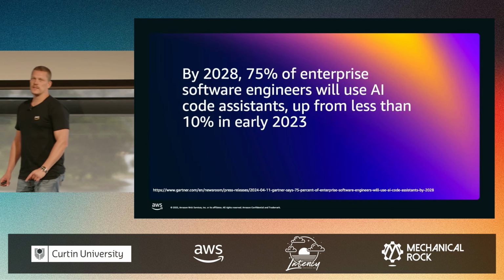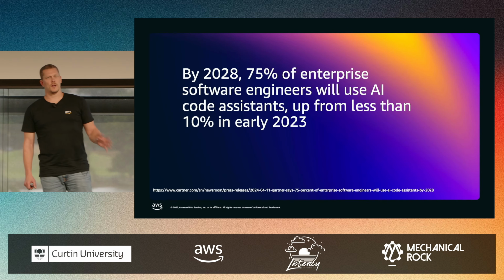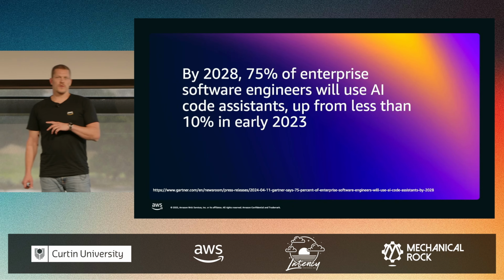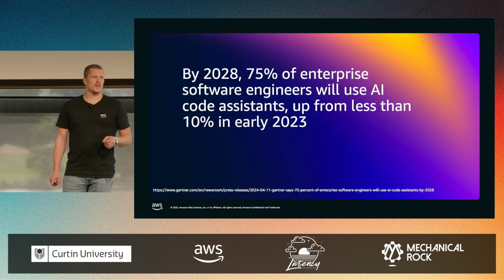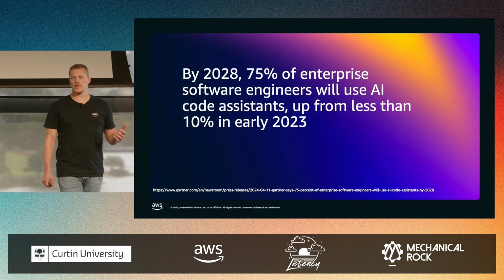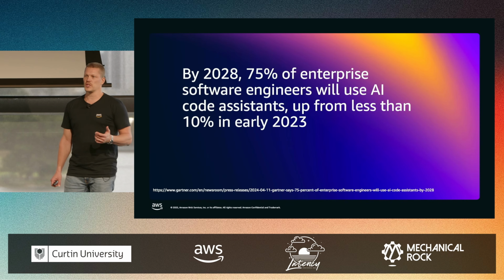So this is a pretty startling statistic. Two years ago, only 10% of software developers were using some kind of assistant. But this research from Gartner predicts that 75% of software engineers will be using an AI assistant by 2028. And I'll be surprised if it's not earlier than that.